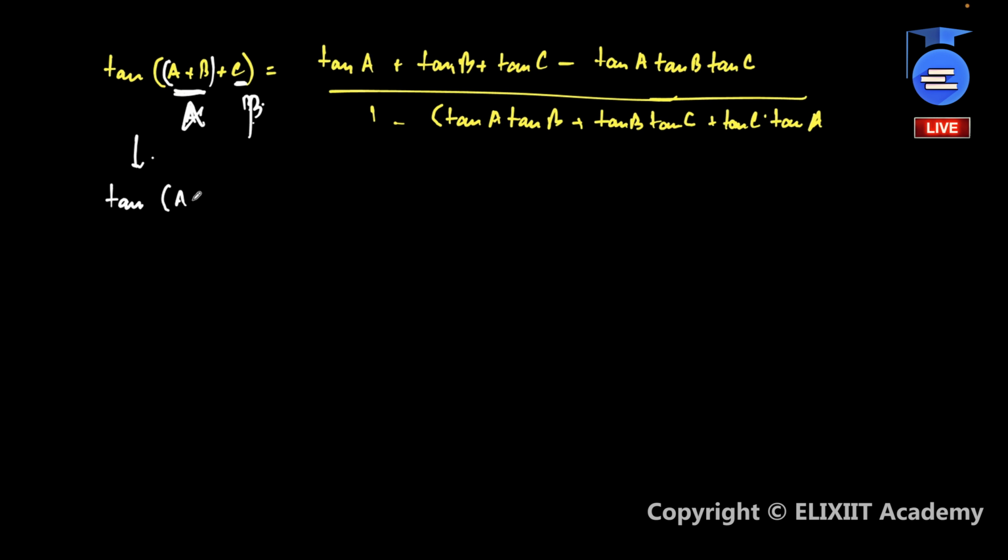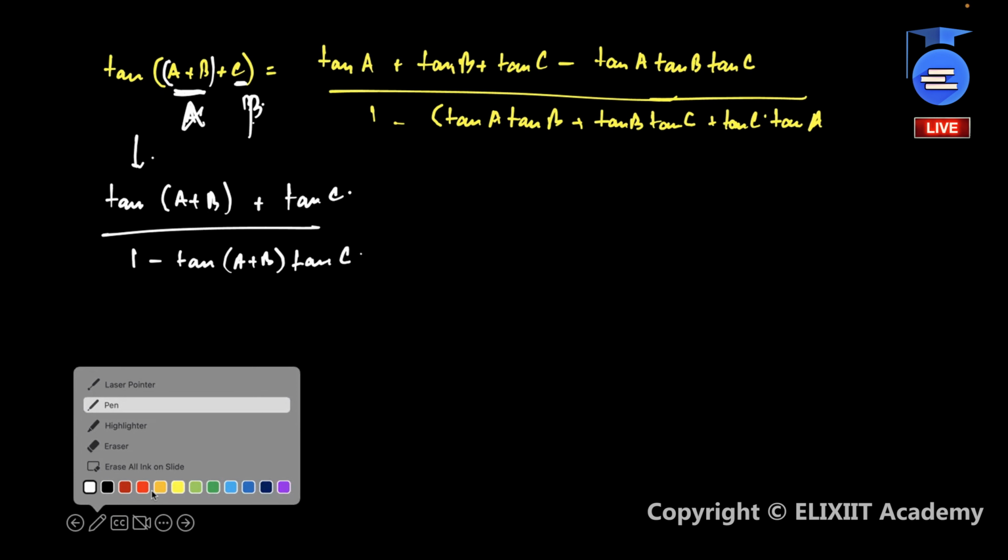Treat A plus B as A: tan A plus tan B divided by 1 minus tan A tan B. I have treated A plus B as A and C as B actually. So tan of A plus B plus tan C upon 1 minus tan of A plus B into tan C. Again break this tan A plus B using the formula, tan A plus tan B upon 1 minus tan A tan B. Once you do this, you're done.